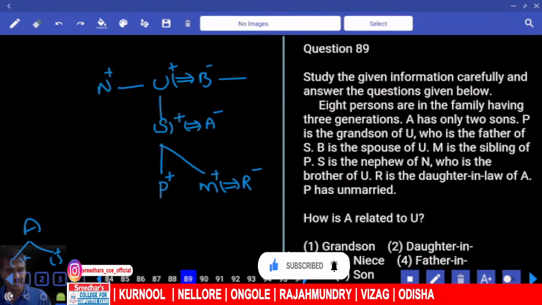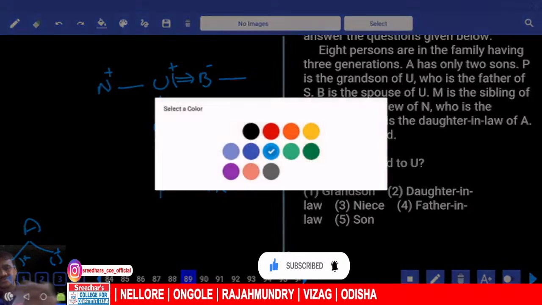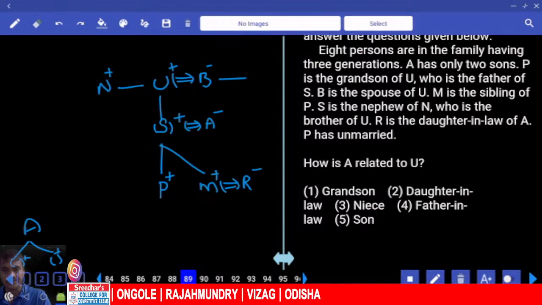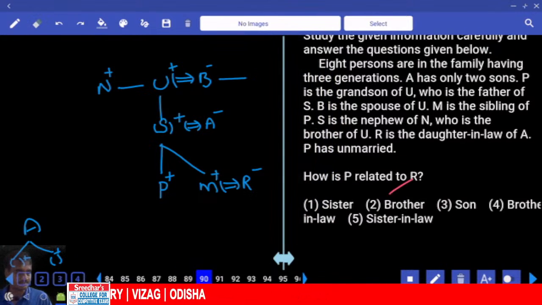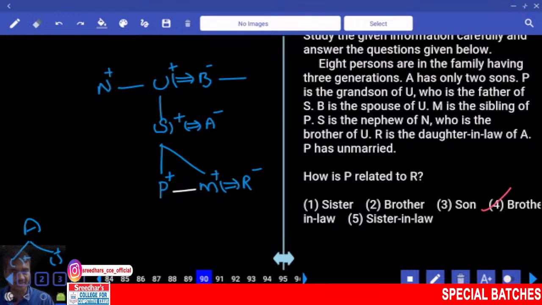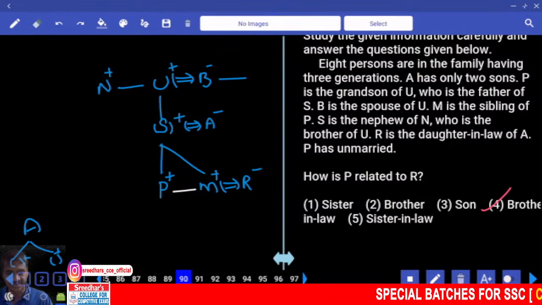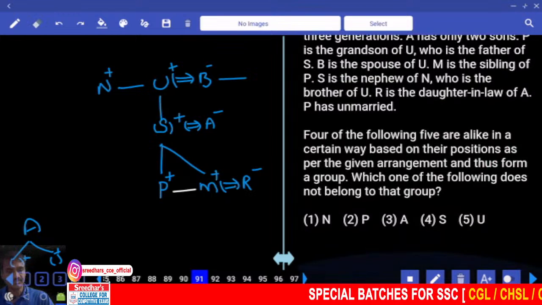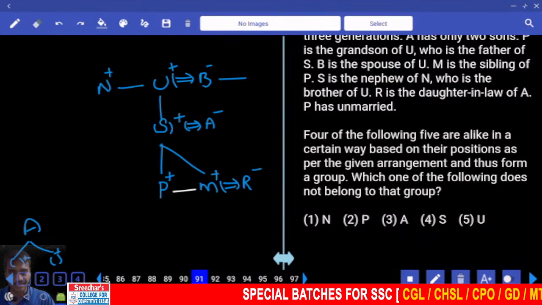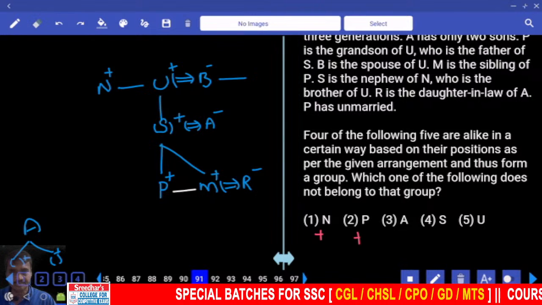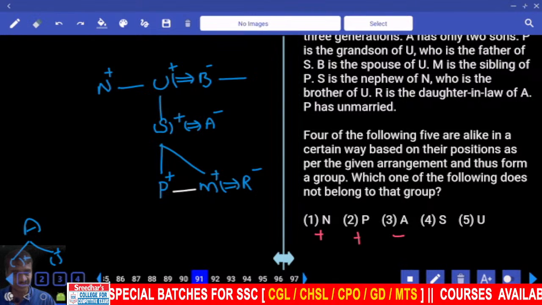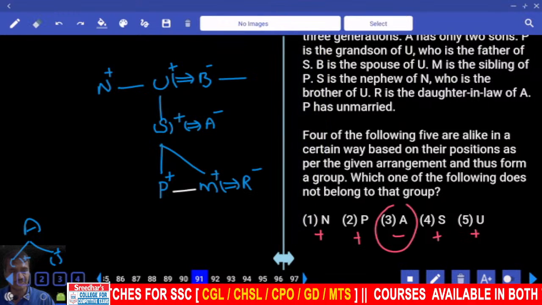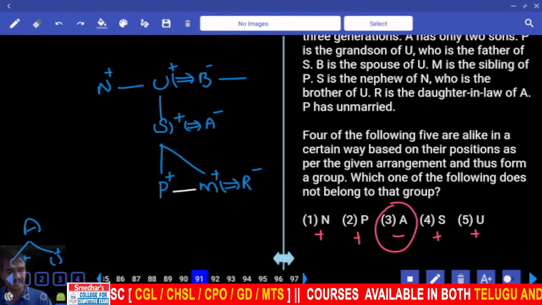Then how is A related to U? How is A related to U here? Now use son's wife, daughter-in-law. How is P related to R? R's husband's brother, spouse's brother, brother-in-law. Then 91. 4 out of the following means are you not? N is a male, P is a male, A is a female, and S and U, these 2 are males. Among these 5, except A, all the remaining are males.